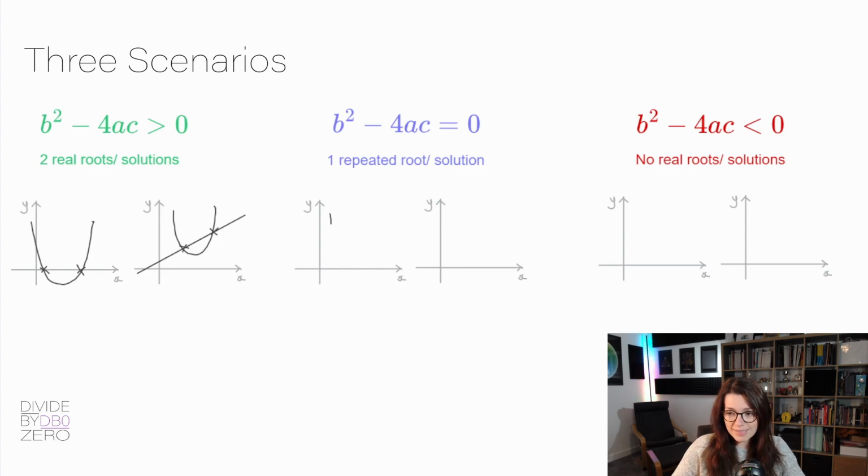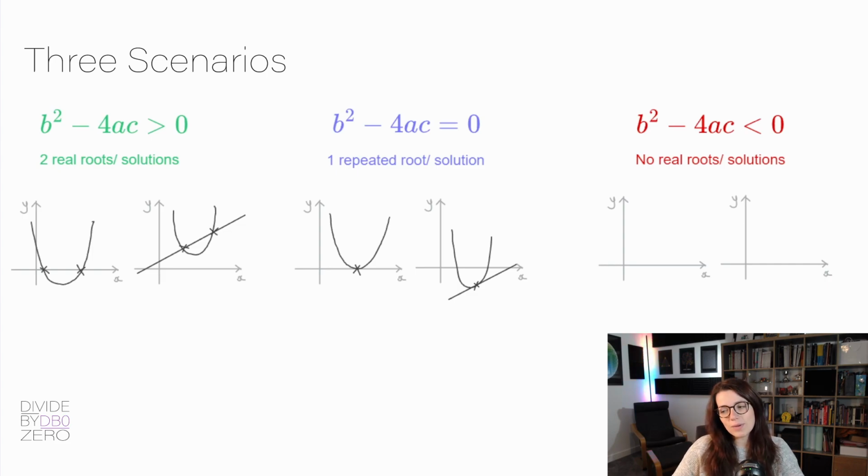Scenario 2, b squared minus 4ac is equal to 0. That's one repeated root or solution. So on a quadratic on its own, that would be one of the ones that just touches the x-axis once. In the context of a curve and a line, we may have a curve like this and then a line just touching it, in other words, a tangent to the curve, and they would only intersect once.